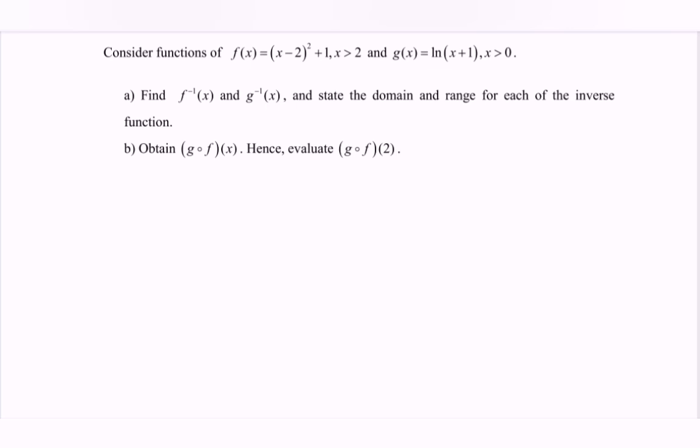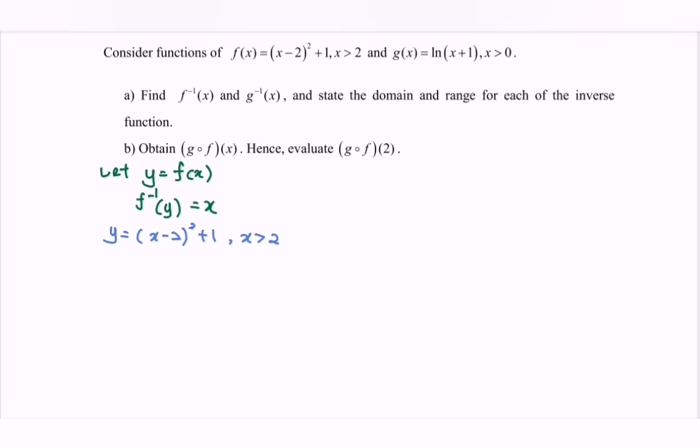So let's begin. Let y = f(x). Then f inverse of y is equal to x. So kindly substitute: f(x) = y, so y = (x − 2)² + 1, where x must be greater than 2. So try to express x as the subject.